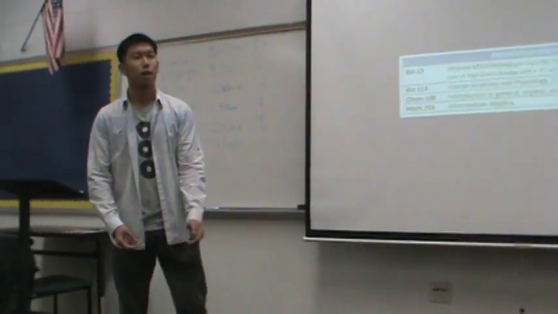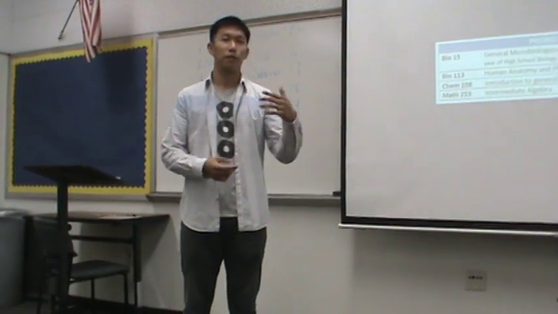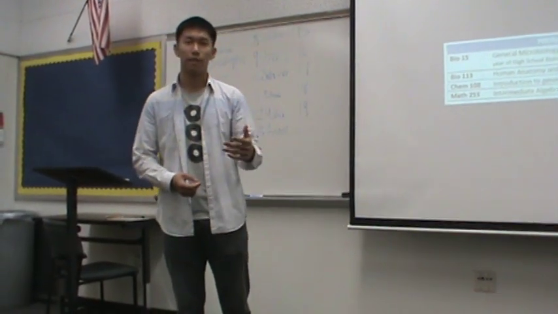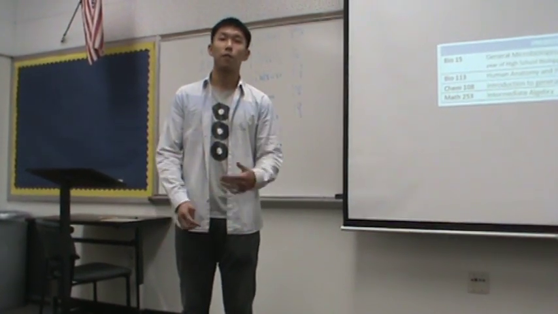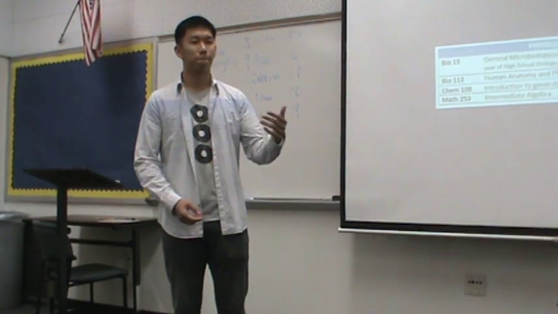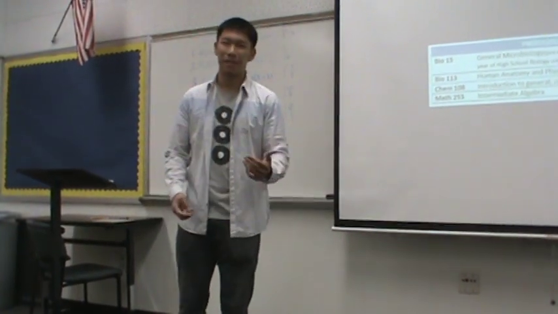So let's begin by talking about what you should do before you get into the program. The first thing you should do is take the prerequisite courses. There are going to be things like introduction to biochemistry. You have to take an intermediate level math class or higher. You also need to take general microbiology, and you're also going to have to take human anatomy and physiology.